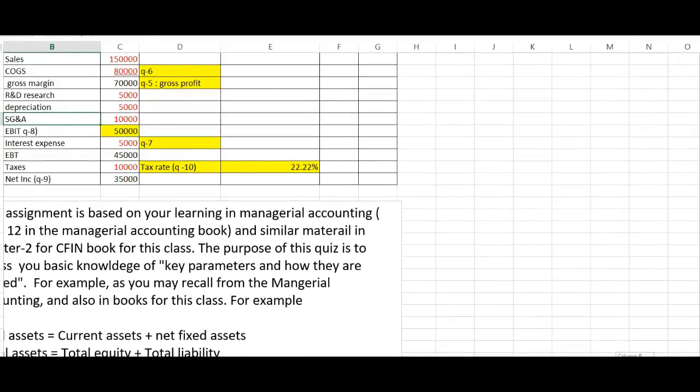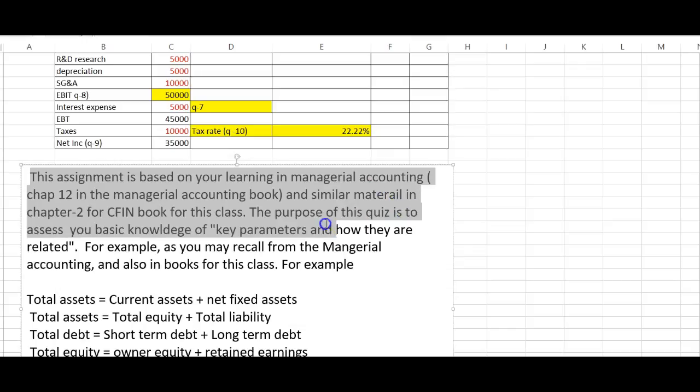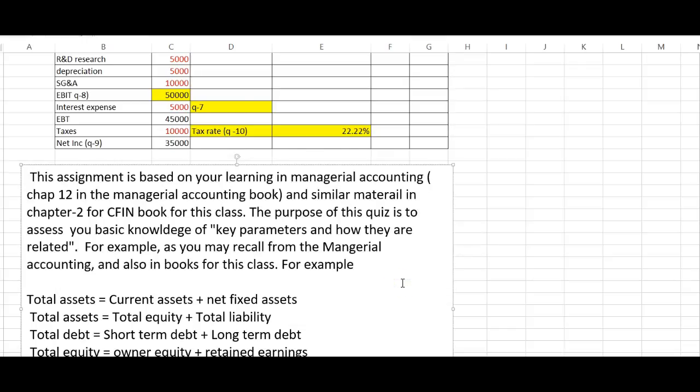So this assignment is based on the learning in the managerial accounting class that you all took and the material that was in chapter 12 in that book. And my goal for giving you this assignment is to have you get comfortable with some of the key parameters and some of the relationships in the income statement and balance sheet.